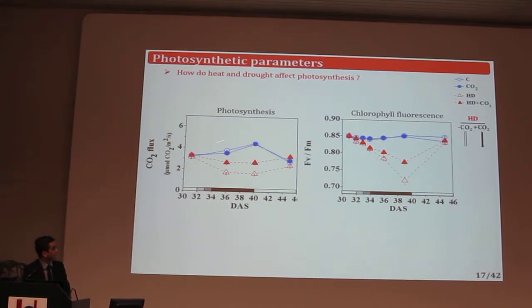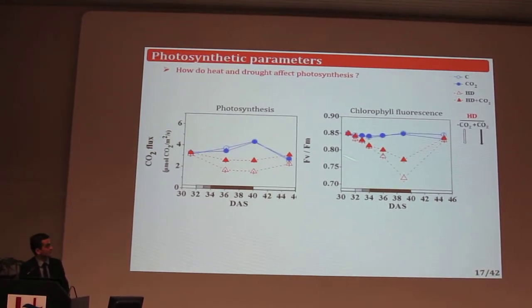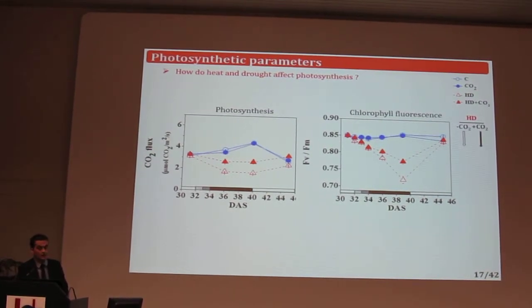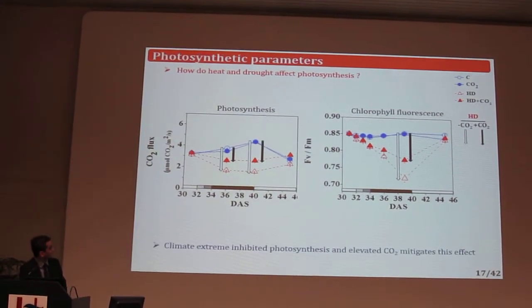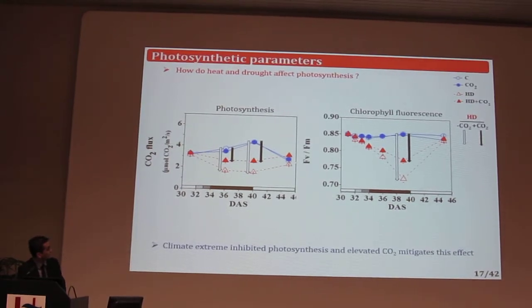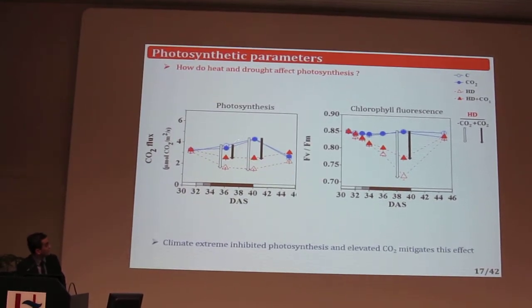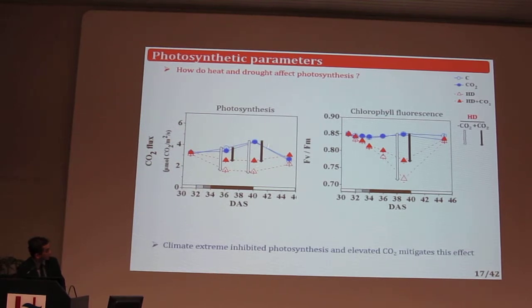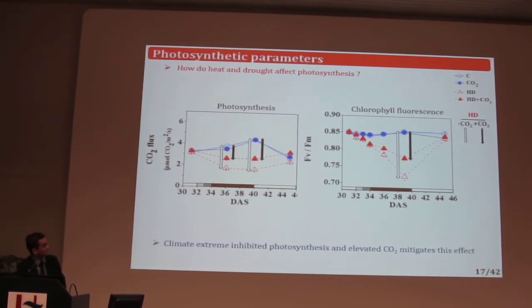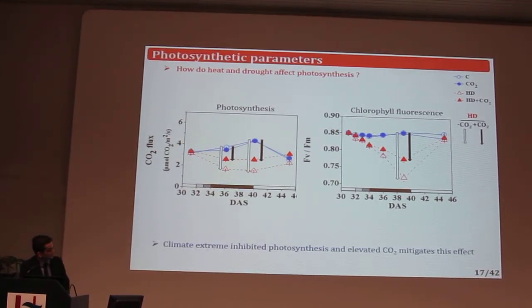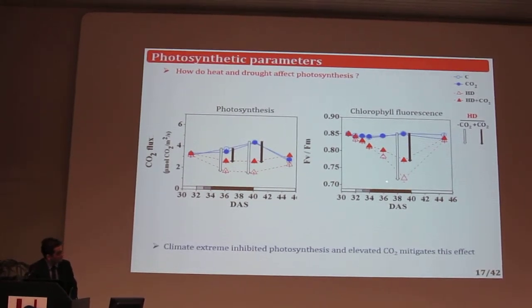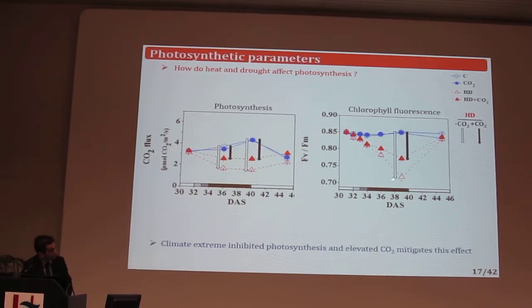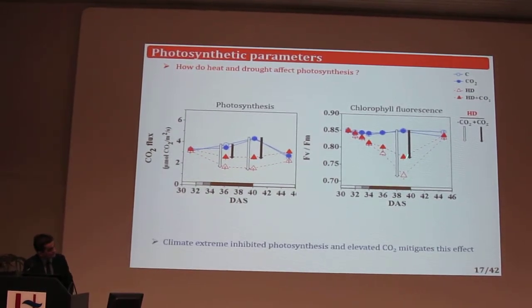We measured photosynthesis, we measured chlorophyll fluorescence, which represents the efficiency of photosystem 2. We can clearly see from here that photosynthesis was downregulated by the stress. In the presence of elevated CO2, the downregulation was lesser. The same also becomes true for chlorophyll fluorescence, which was measured in the form of Fv over Fm. There was downregulation of the Fv over Fm ratio, but the elevated CO2 mitigated this effect.